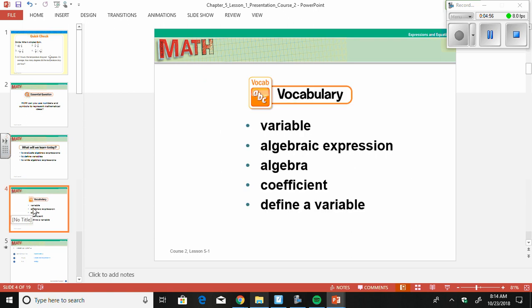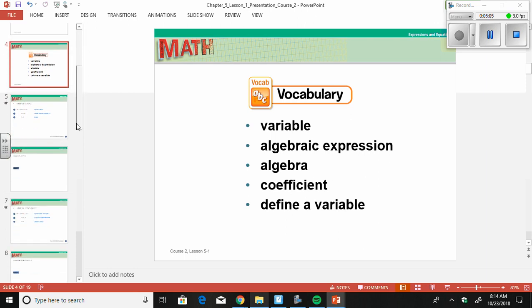So our vocabulary, which we talked about earlier, was variable, algebraic expression, algebra, coefficient, and defining a variable. So make sure you know those. We'll need them for our tests and our quizzes.